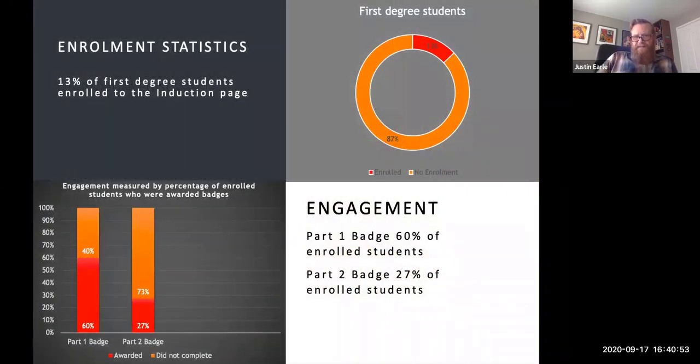So only 13% of first degree students enrolled onto the induction page. Now we did have bigger engagement of those that did actually enroll. So 60% got the badge for part 1, and there was a slight increase as well on the badge for part 2.